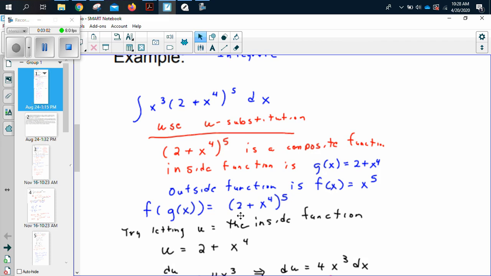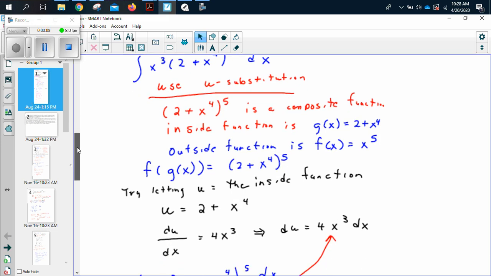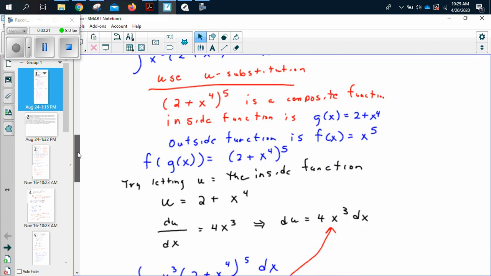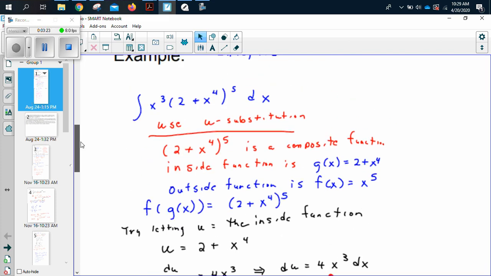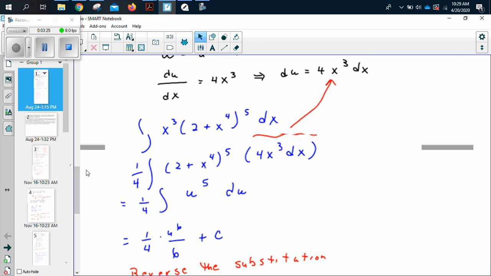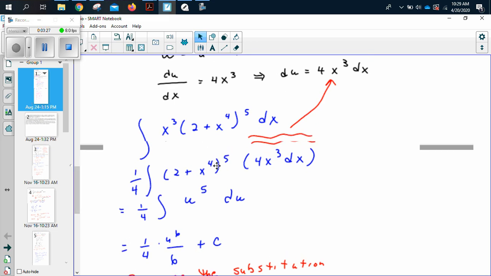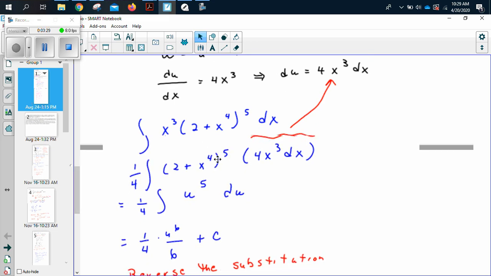So let's let u be the inside function, so let u be 2 plus x to the 4th. Then you need to find the derivative of that. That's going to be 4x cubed. And then I just cross multiply here to say that du is 4x cubed dx. Now, I'm going to look at my integral again, and I'm going to reorder it a little bit. I'm going to write an x cubed over here.